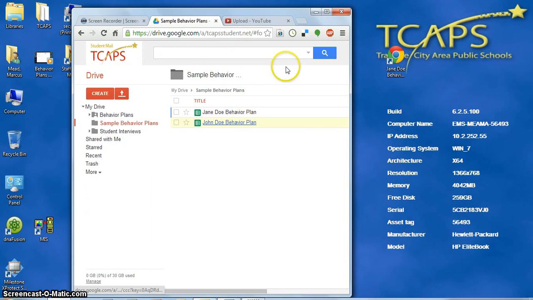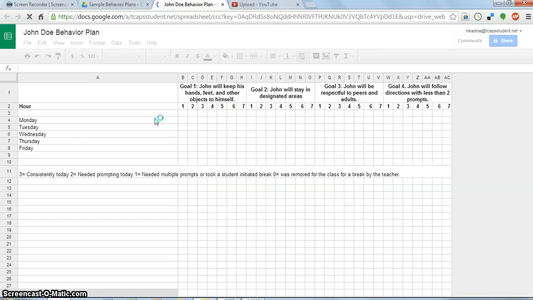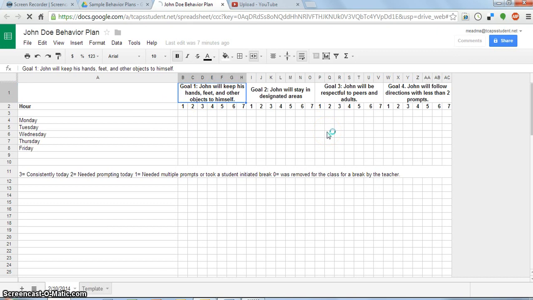Now let's take a look at John's. This is a little bit more complicated because John has got 4 goals: keeping his hands, feet, and objects to himself, staying in designated areas, being respectful to adults and peers, and following directions with less than 2 prompts. Now let's pretend like it's Tuesday, 1st hour.